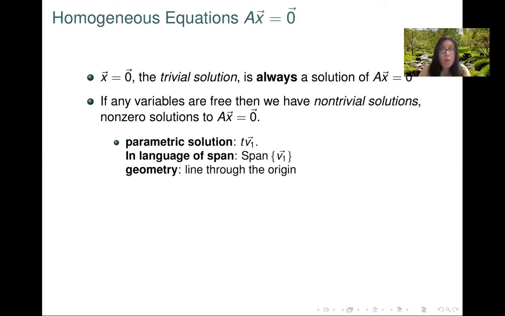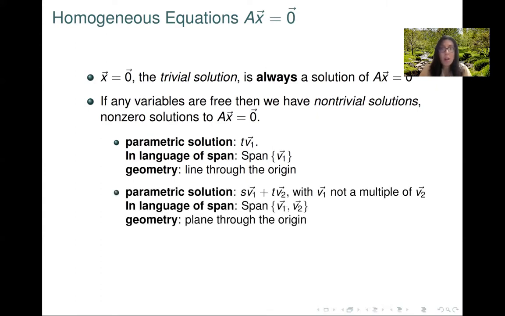If we have one free variable, then our parametric solution would be of the form t times some particular vector. In the language of span, that's the span of that vector, and geometrically, that's a line through the origin. If we have two free variables, then our parametric solution is a linear combination of two particular vectors that are not multiples of each other. In the language of span, that's the span of those two vectors. And geometrically, that's a plane through the origin.